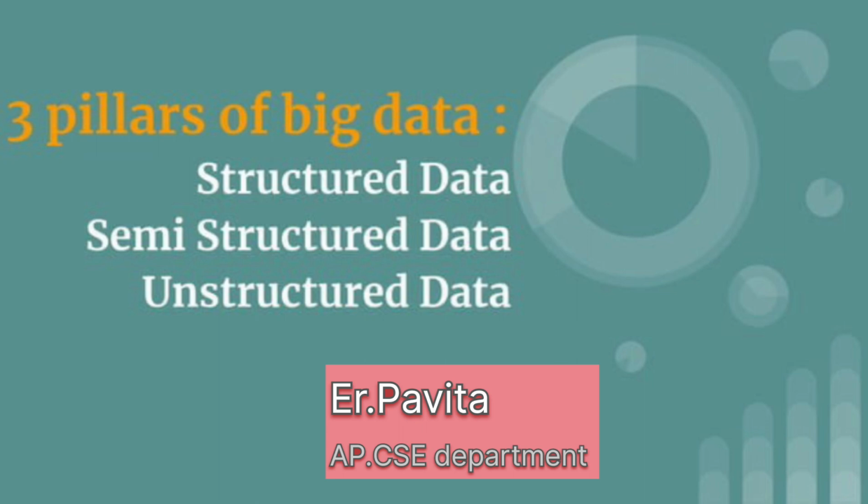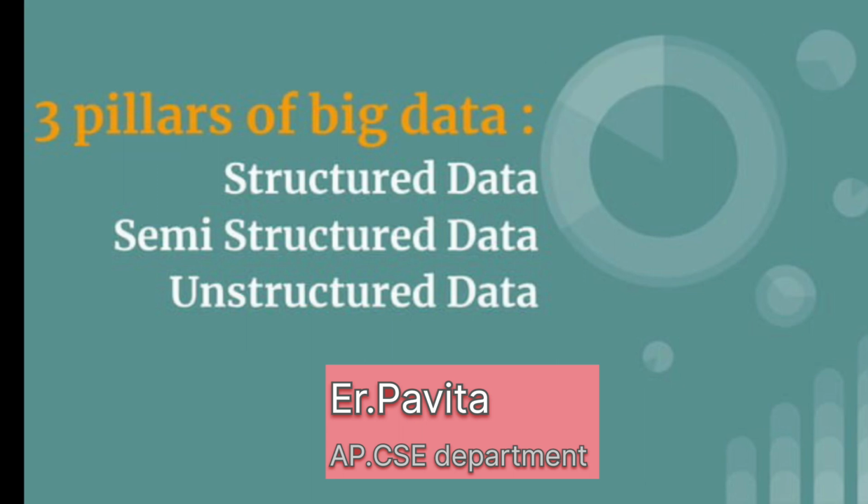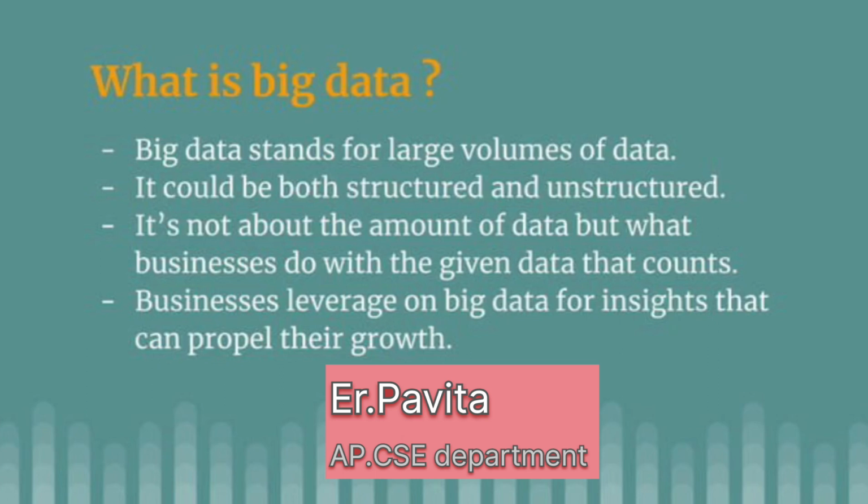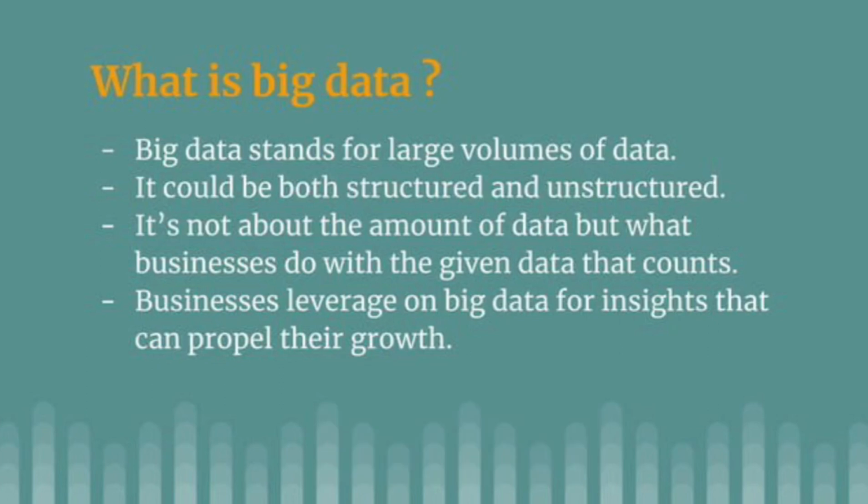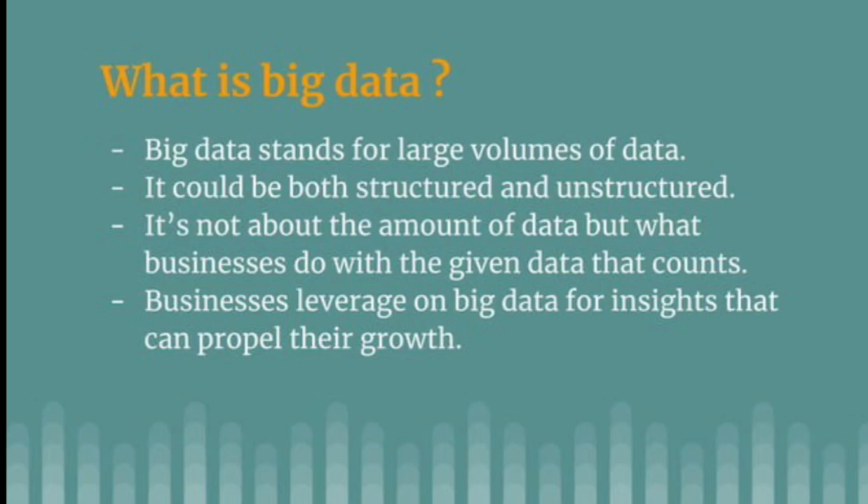Let's talk today about the 3 pillars of big data: structured data, semi-structured data, unstructured data. What is big data? Big data stands for a large volume of data. It could be both structured and unstructured. It is not about the amount of data, but what businesses do with the given data that counts.